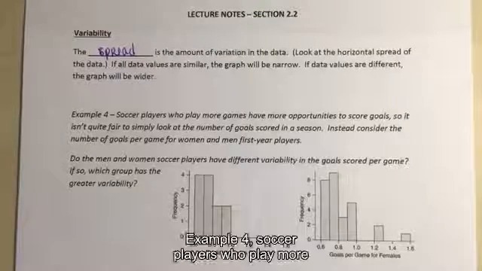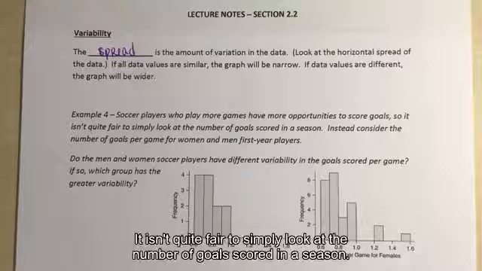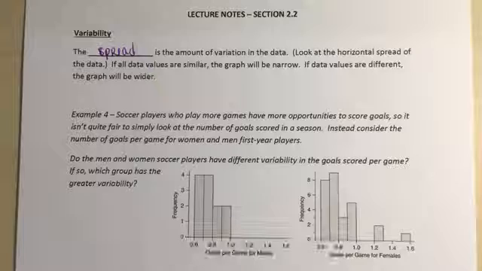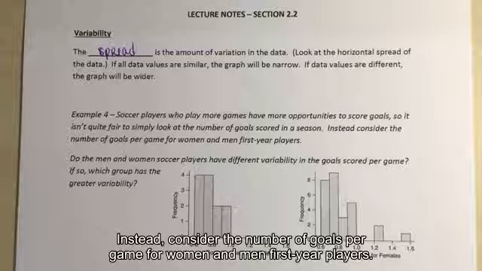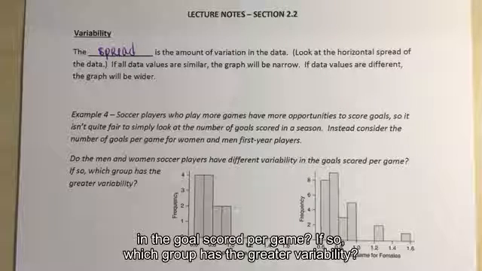Right? So example 4, soccer players who play more games have more opportunities to score goals. So it isn't quite fair to simply look at the number of goals scored in a season. Instead, consider the number of goals per game for women and men first-year players. Do the men and women soccer players have different variability in the goals scored per game? If so, which group has the greater variability?